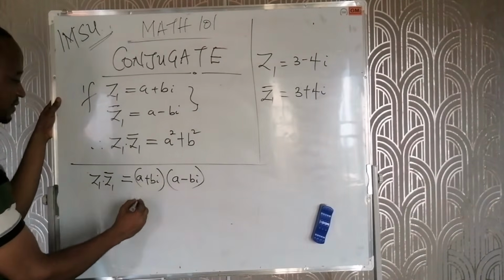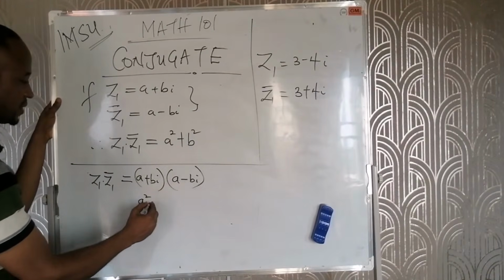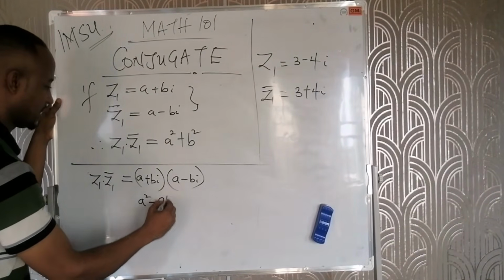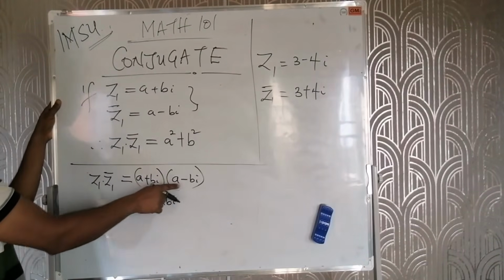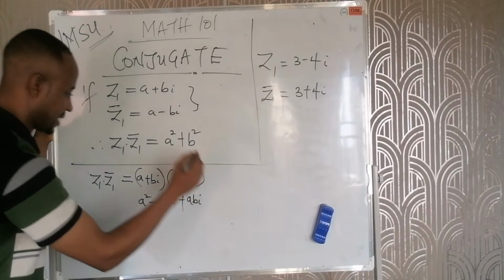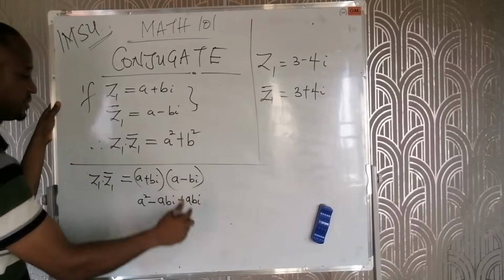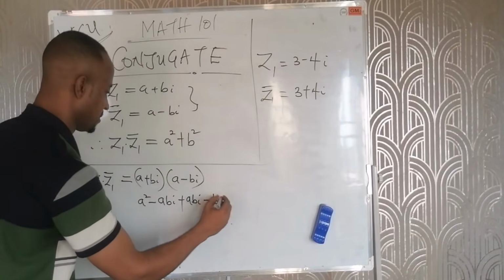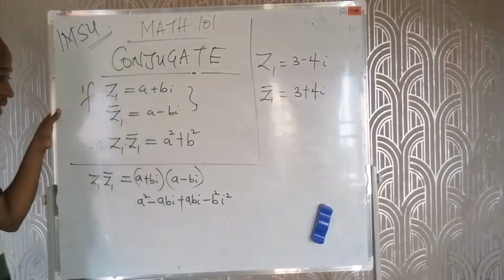A times A will give us what here? A squared. A times minus Bi will give us minus ABi. Is that not? Then Bi times A will give us plus ABi. Then here we have Bi times minus Bi will give us minus B squared i squared, right?